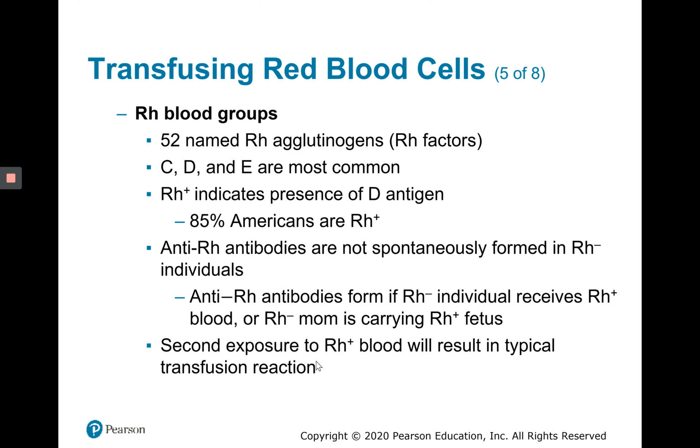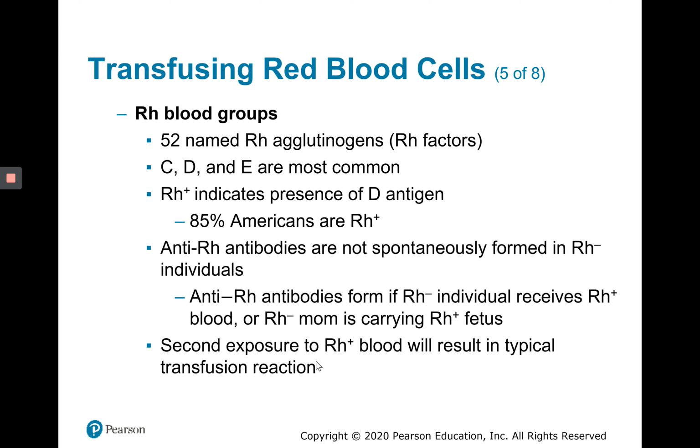Let's now talk about the Rh blood groups. Rh stands for rhesus. There's about 52 named Rh agglutinogens or Rh factors. C, D, and E are the most common. We're going to be looking at the D antigen, which is a type of Rh blood group.